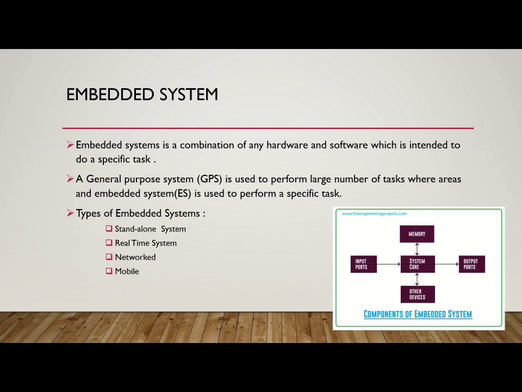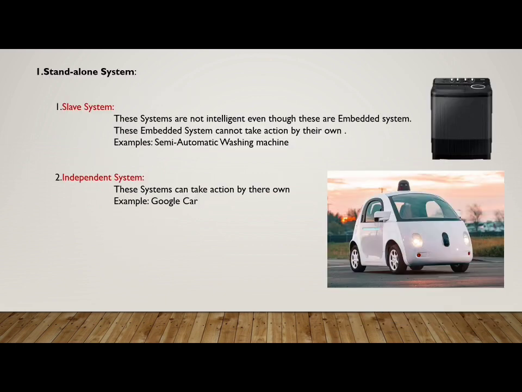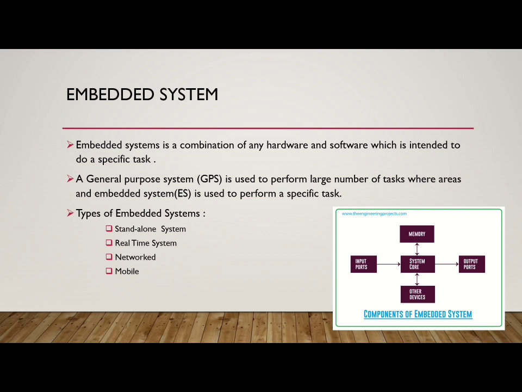Embedded system. First of all, what is meant by embedded system? An embedded system is a combination of hardware and software which is intended to do a specific task. A general purpose system (GPS) is used to perform a large number of tasks, whereas an embedded system (ES) is used to perform a specific task. There are four types of embedded systems: standalone system, real-time system, network system, and mobile system. You can see the components of embedded systems: memories, outputs, other devices, input devices.